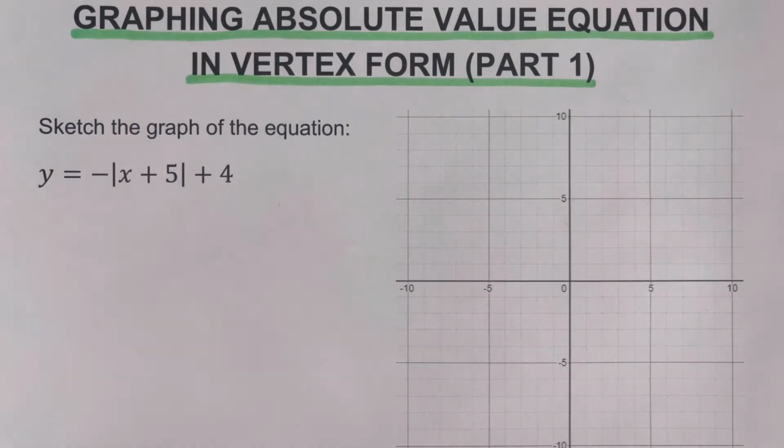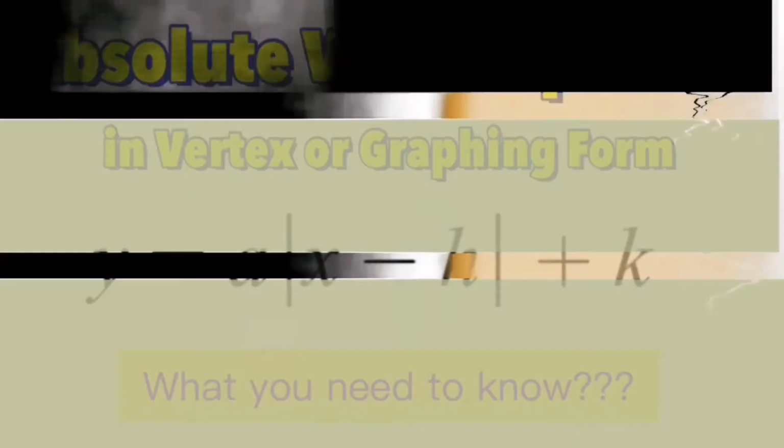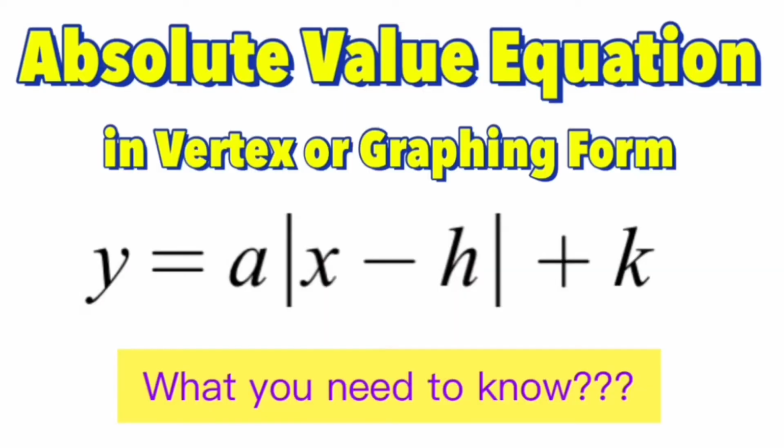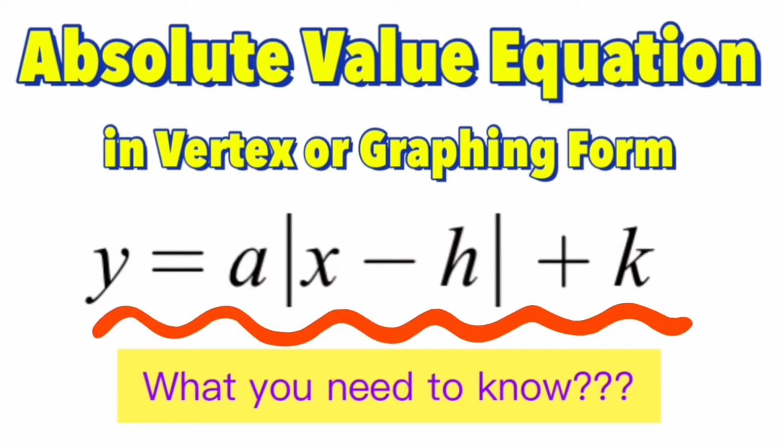Before we jump into this example, let's review the basics of absolute value equations in vertex form. We remember that the equation for an absolute value equation in graphing form or vertex form is y equals a times the absolute value of x minus h, plus k. Now let's go over the effects of the parameters a, h, and k on the graph of an absolute value equation.